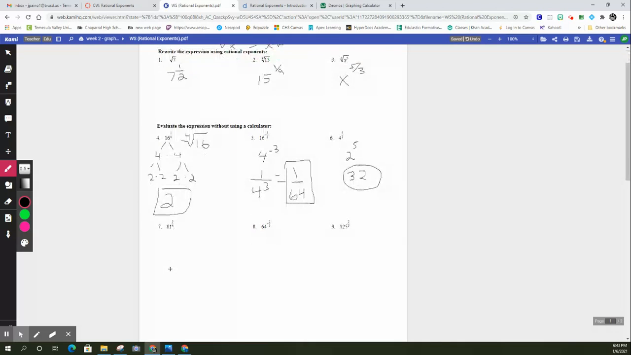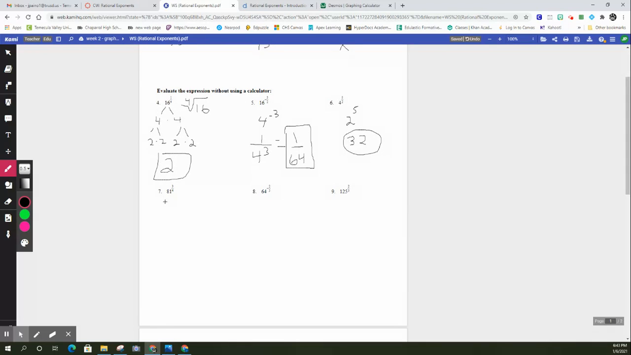All right, now number 7, 81 to the 3/4. So again, we want to do the 4th root of 81. That's 3. Again, if you didn't know that, you break it down, 9 times 9. And now you can clearly see the four 3s there. So this is 3 to the third, and that's just 27.